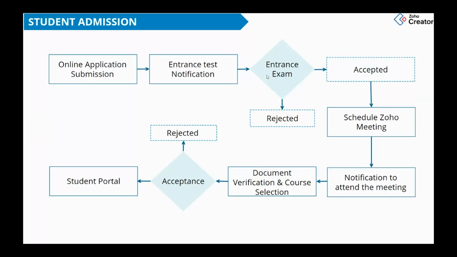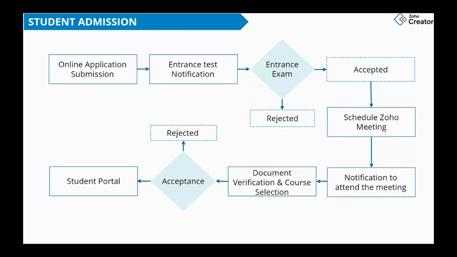If they fail the exam, they are going to be called the rejected students, and a notification will be sent to those students. When I talk about the accepted students, after clearing level 1 of the entrance exam, I kept a level 2 of the enrollment process: document verification and course selection. For that, I'm going to arrange a meeting between the faculty or the administrator and the student. For that I have used the Zoho Meeting platform to put the administrator and the student in the same place to do the document verification and the course selection.